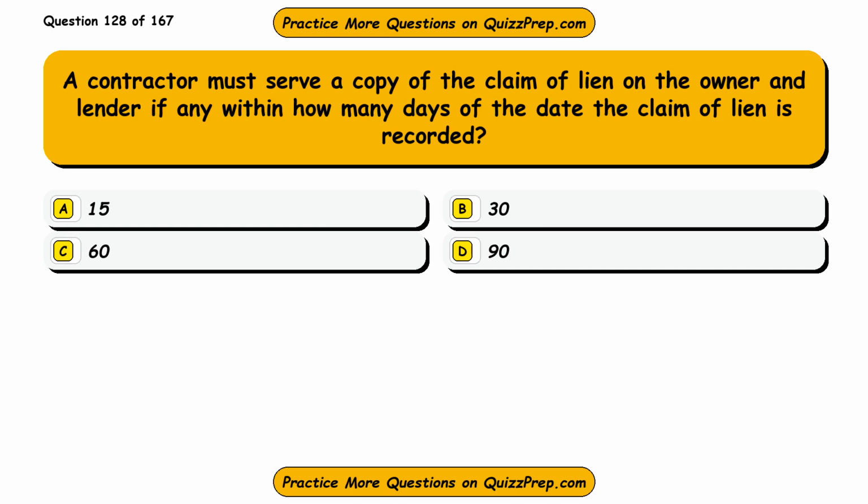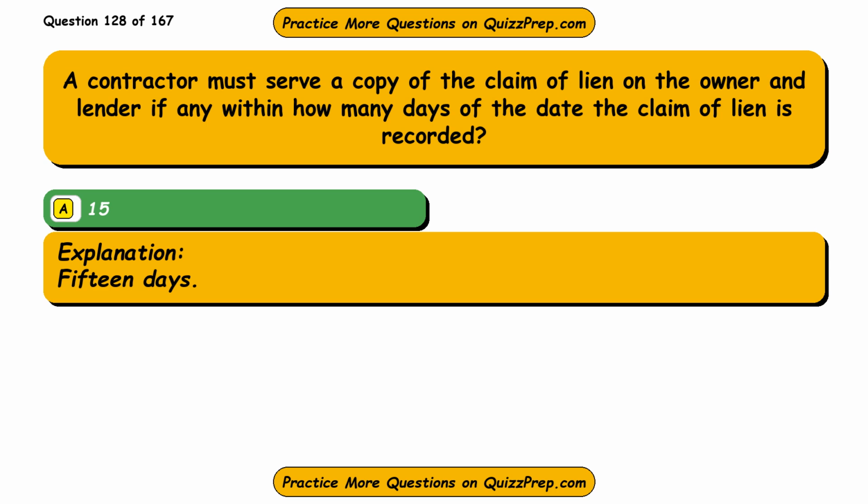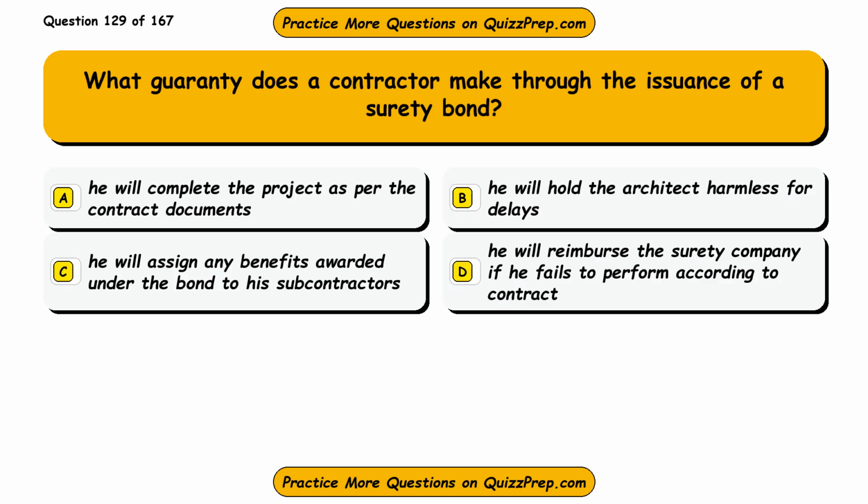Question 128. A contractor must serve a copy of the claim of lien on the owner and lender if any within how many days of the date the claim of lien is recorded? Option A, 15. Option B, 30. Option C, 60. Option D, 90. The correct answer is option A, 15. 15 days.